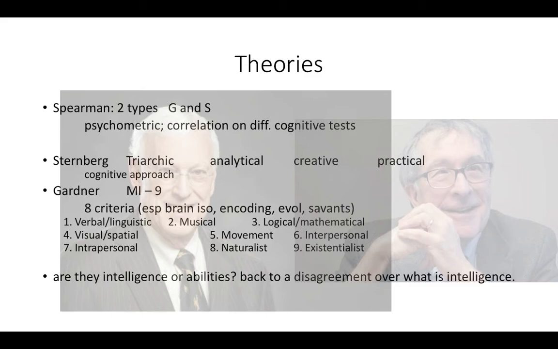And so he came up with his 9: verbal linguistic, musical, logical, mathematical, etc. You see them there. So the first 4 are pretty standard, but then he added kinesthetic intelligence, or the ability to move and control your body well.